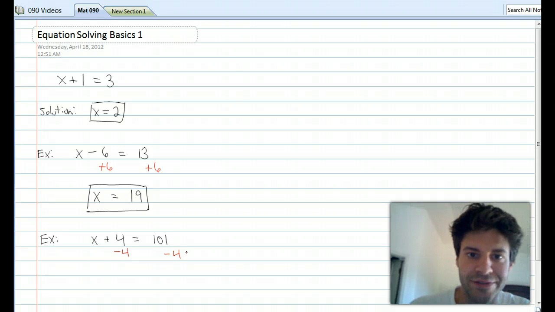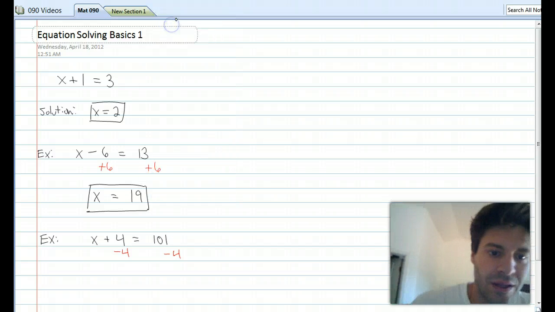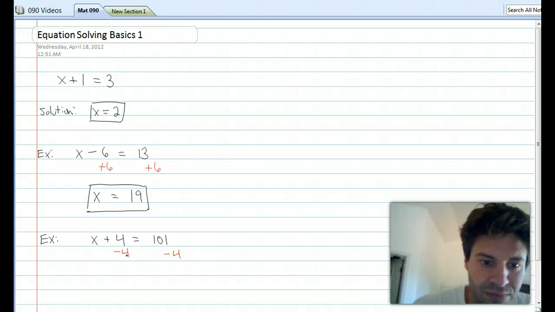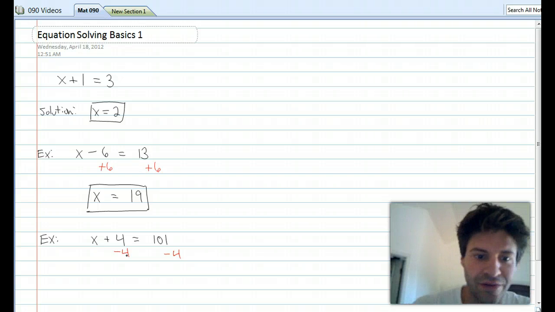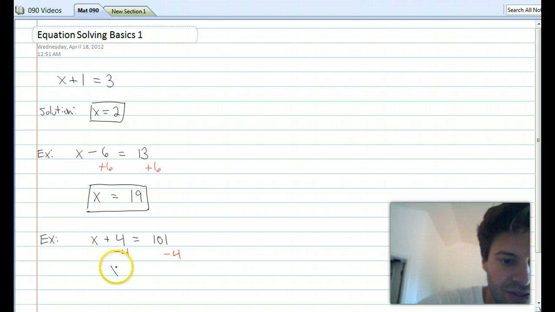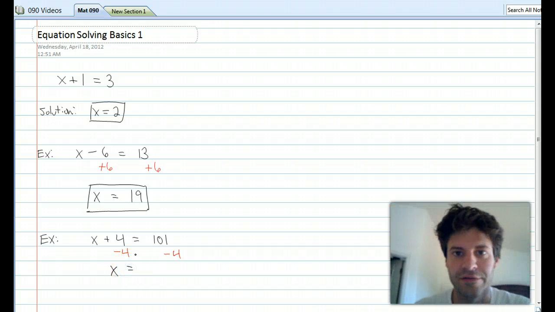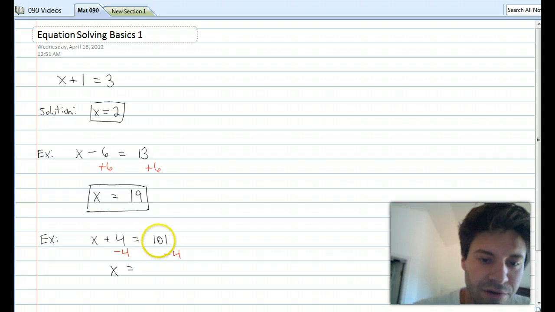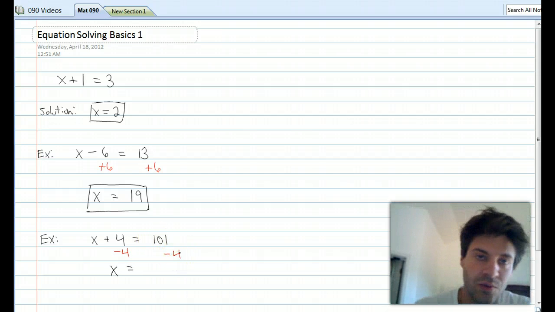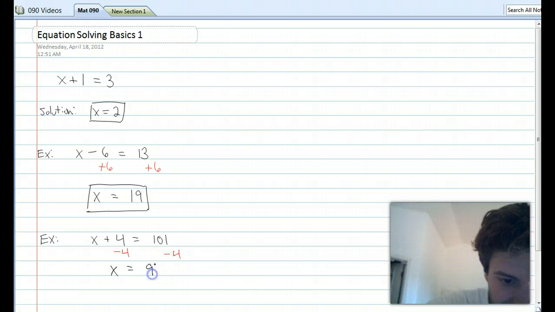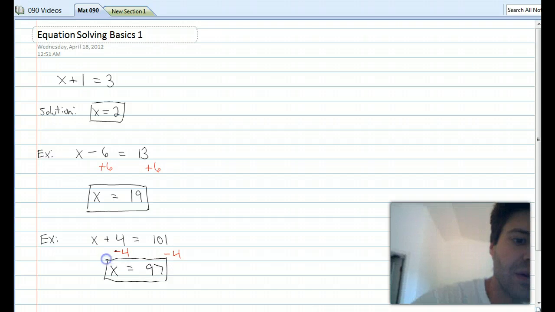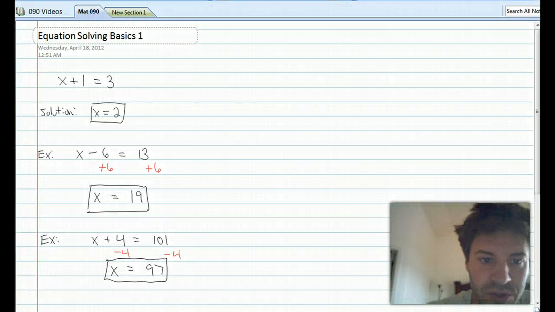And why did we choose minus 4? Well, if you look at the left-hand side, you have an x plus 4 minus 4. The plus 4 and the minus 4 cancel each other out. And on the left now, we're just left with x by itself. On the right-hand side, we have 101 minus 4, which I believe is 97. So you've solved for x. X equals 97.